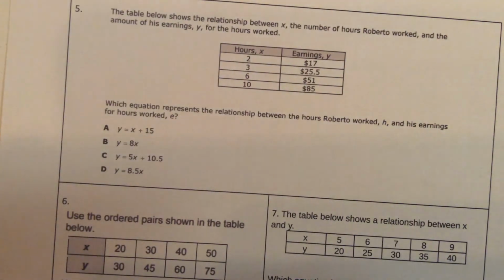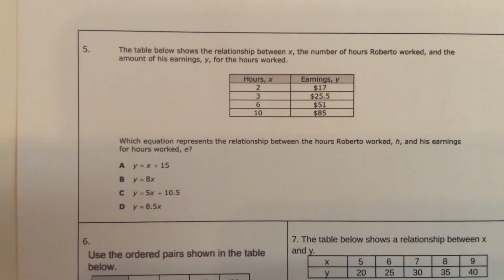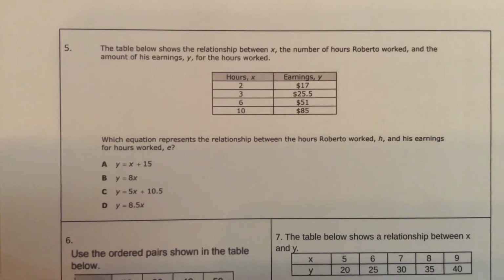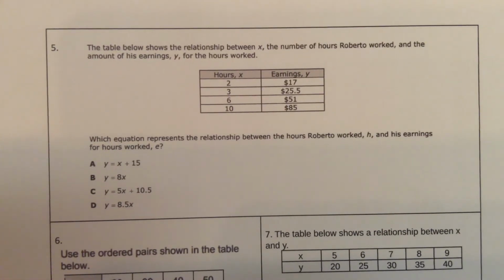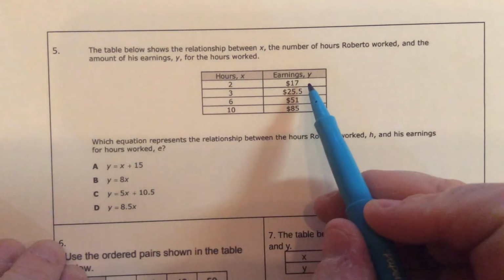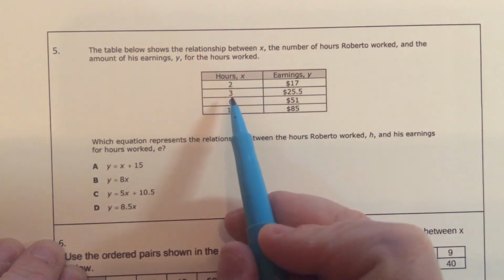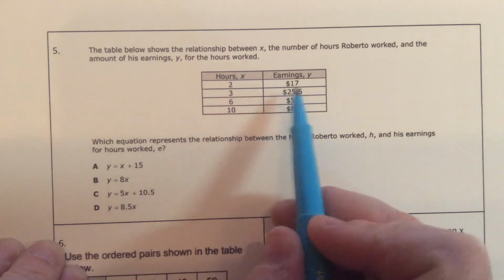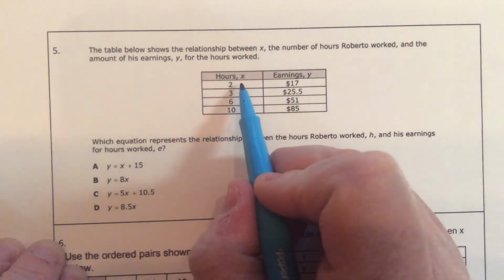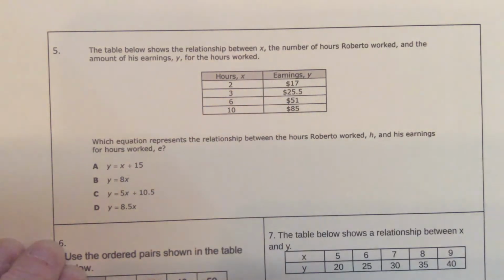Okay, next. Number 5. The table shows the relationship between X, the number of hours that Roberto worked, and the amount of his earnings, Y, for the hours worked. So which equation represents the relationship between the hours that he worked and his earnings for those hours? Okay, so Y is the earnings. So I always want to know, start with X. What do I do to this number to get over there? What do I do to 2 to get to 17?